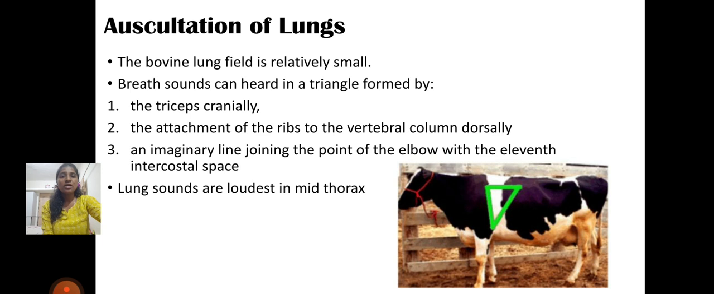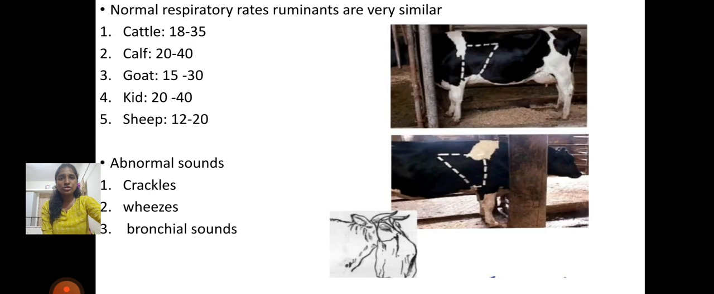Auscultation of lungs. The bovine lung field is relatively small. Breath sounds can be heard in a triangle formed by the triceps cranially, the attachment of ribs to the vertebral column dorsally, and an imaginary line joining the point of elbow with the 11th intercostal space. Lung sounds are loudest in the mid-thorax region.